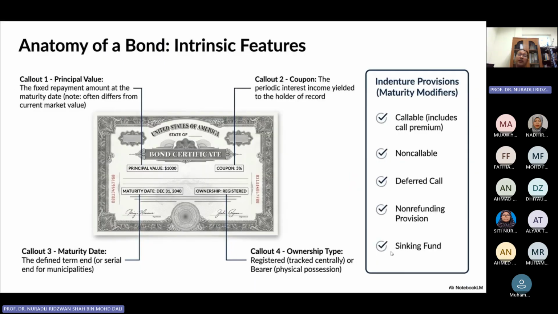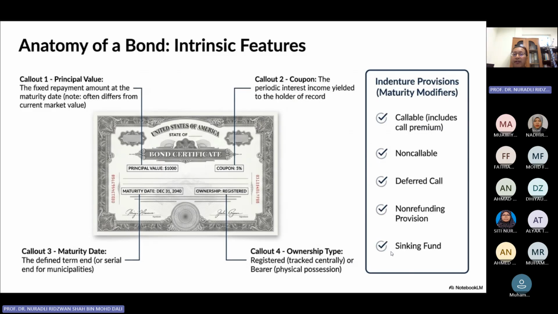Now let's look at the anatomy of a bond. The intrinsic features. The first one is the principal value. For example, this is 1,000. When you want to buy this, you have to pay 1,000. So with a bond or sukuk, you as an investor are lending your money. This is conventional: you are lending your 1,000.